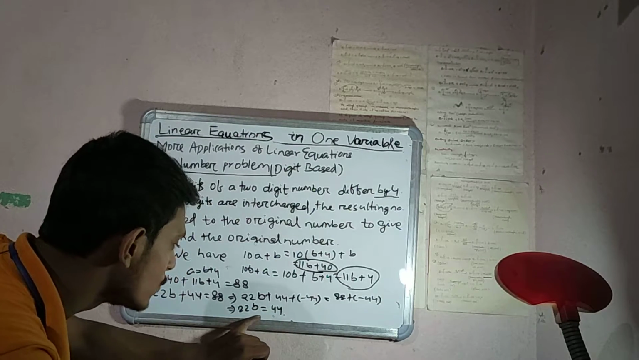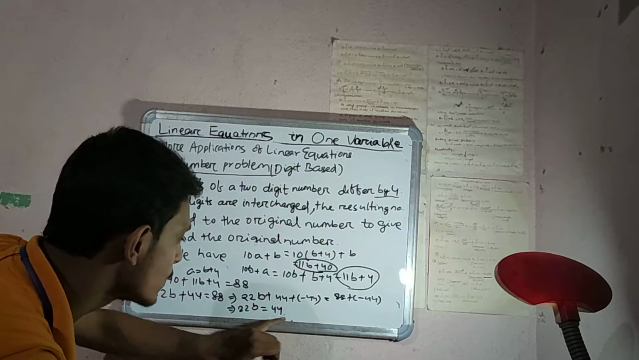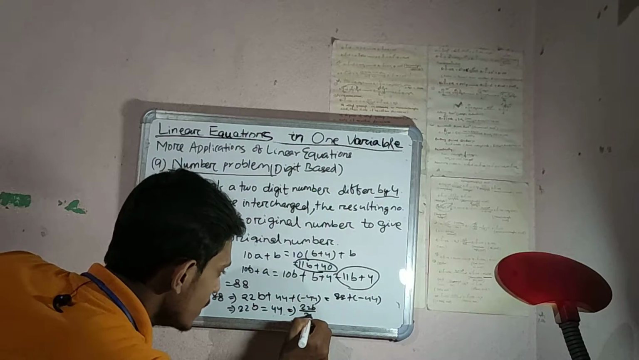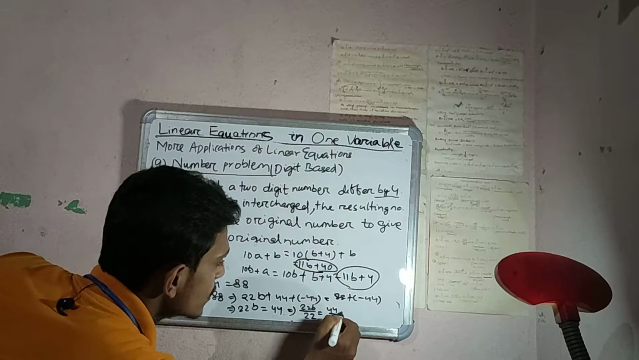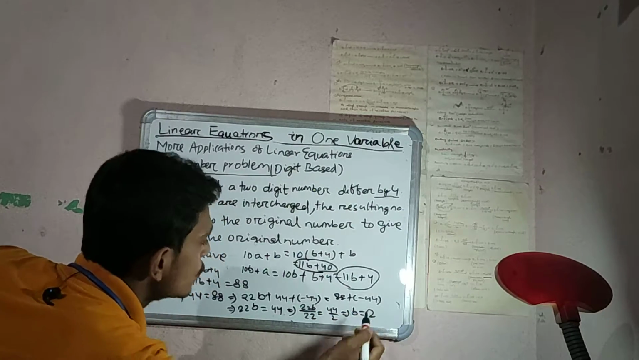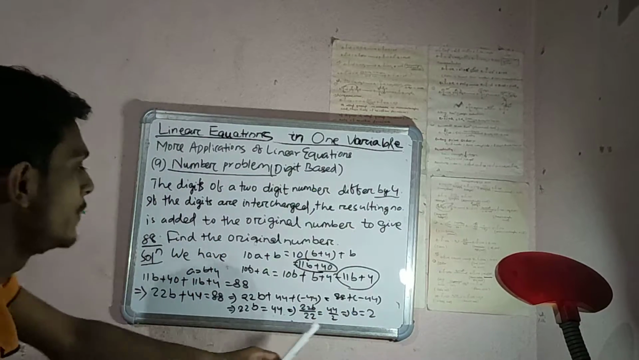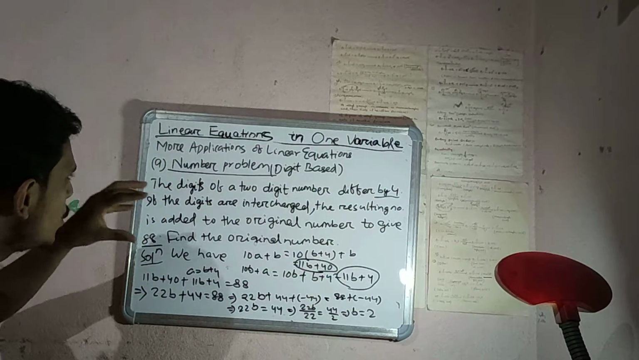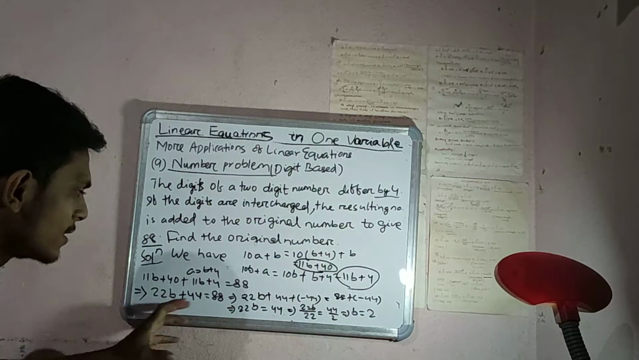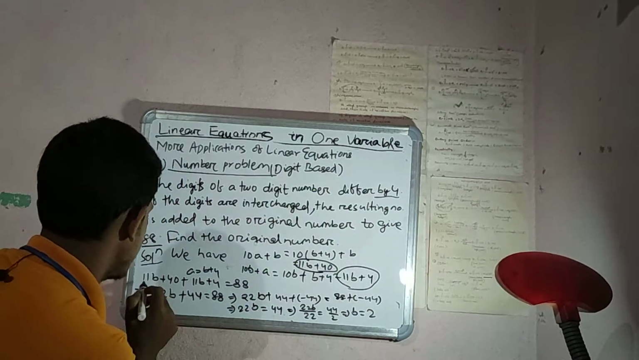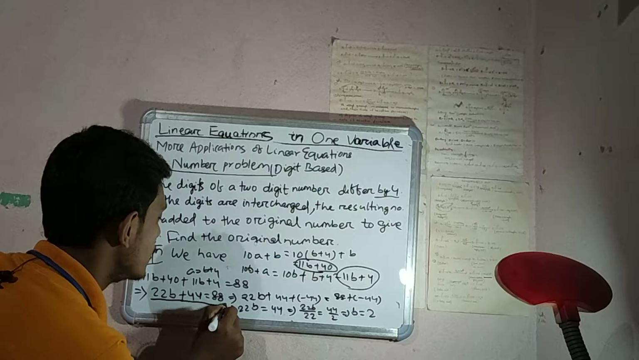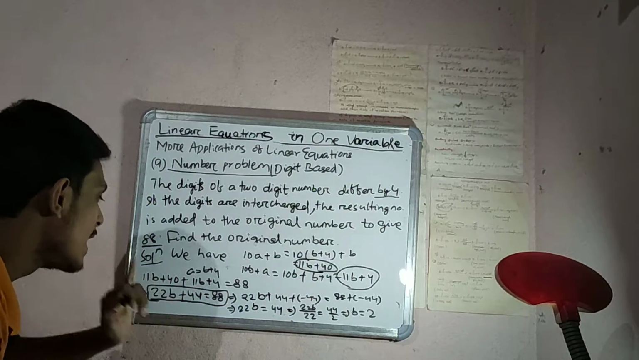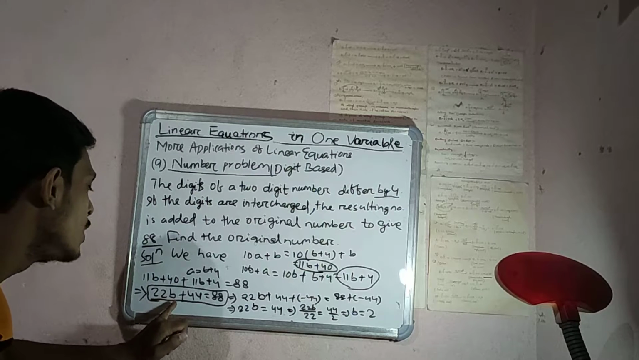To remove 22 from B, we divide by 22, that is 44 upon 22, so B is equal to 2. Okay, so where is the linear equation used? Here, see, 22B plus 44 is equal to 88. This is the linear equation having one variable B, and it is on only one side.